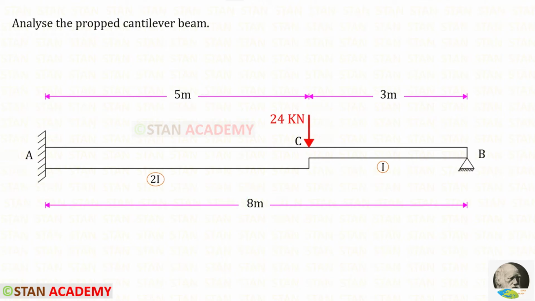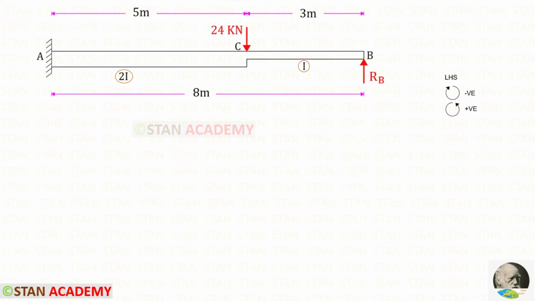In this beam we have different moments of inertia. For AC the moment of inertia is 2I and for CB it is I. Now from the point B and about the point A, we are going to find the moments and draw the bending moment diagrams. In this case, we have to follow the left hand side rule. Clockwise will be negative and anti-clockwise will be positive.